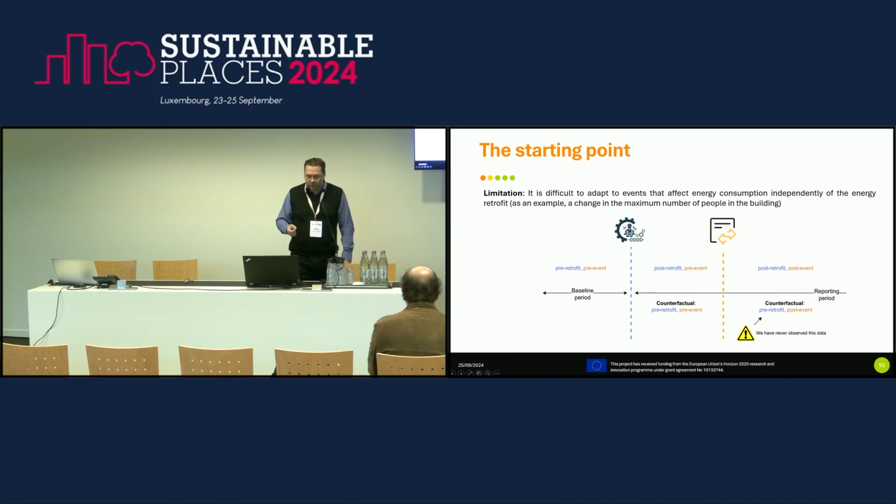And for that, I would need to have a counterfactual that's actually there on the right. So ideally, I would have to have data before the retrofit, but also after that event. And the problem is I don't have that event. I have never observed that data. And if I have never observed my data, I cannot do what I did in the previous step. I cannot say I have a model, I fit it there, and I apply it. And the whole thing that we did in SmartSPIN was to try to address this issue.